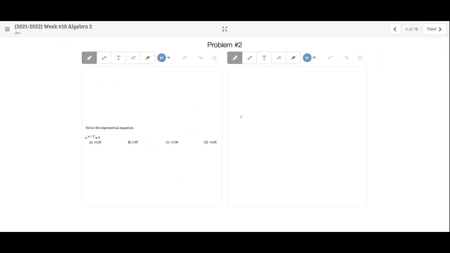All right, problem number 2. It says solve the exponential equation. It says e to the x plus 2 is equal to 5. I'm going to rewrite this as a logarithm. So that's log base e of 5 is equal to x plus 2. What is another way of writing log base e? Does anybody know? Log base 10? No. Natural log.